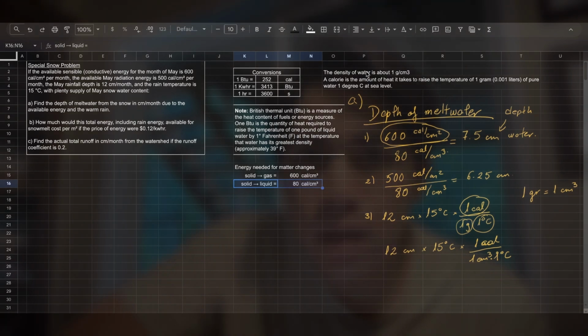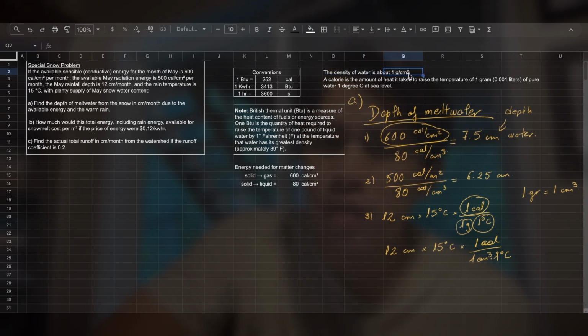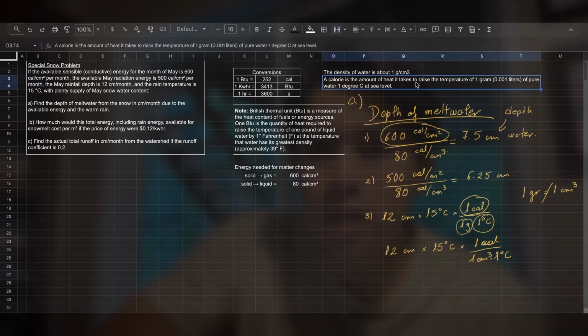So let's read here. It says the density of water is about 1 gram per cubic centimeter. So grams and cubic centimeters are not the same. This is weight and this is volume. So this equality doesn't represent the same thing; they are just related. And then a calorie is the amount of heat it takes to raise the temperature of 1 gram of pure water 1 degree Celsius at sea level. So this is the relationship that we're using in this conversion.